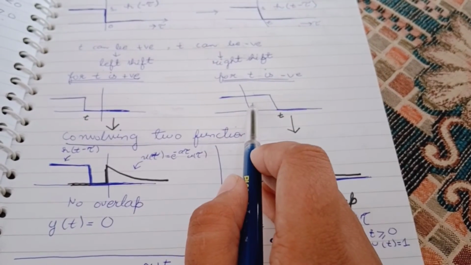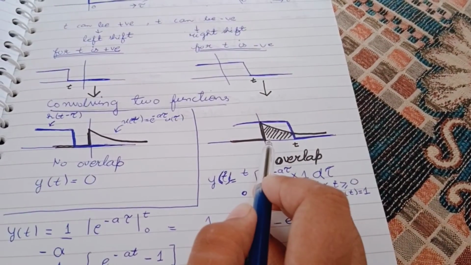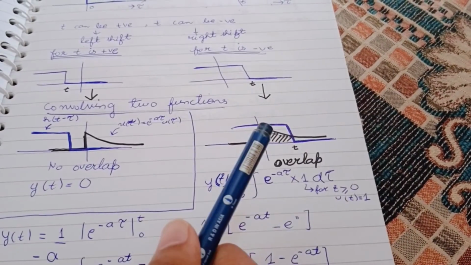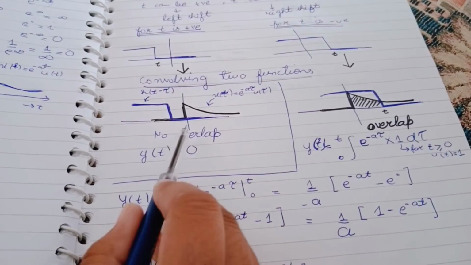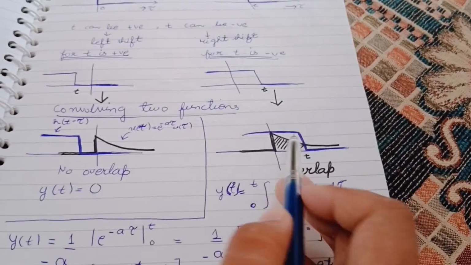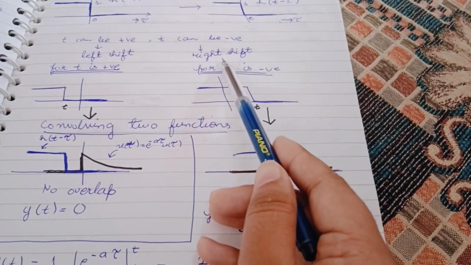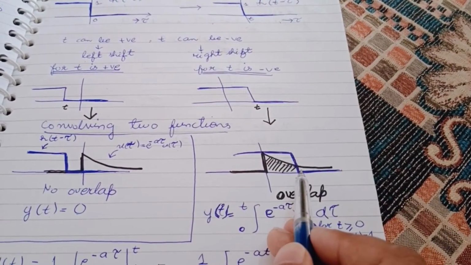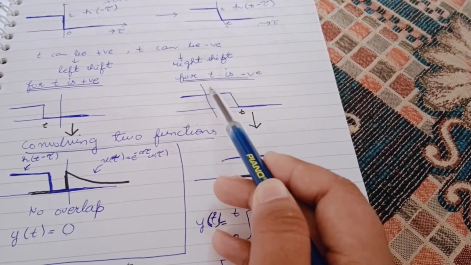When we take t as negative, then we will do right shift, and we will convolve two functions, h(t) and x(t), like that. They are multiplying, and on this side there is no overlap, and the answer is y(t) equals 0. But when t is positive and there is right shift, then there is overlapping between the two functions. That was x(t), which was like that, and h(t - tau), which is like that.